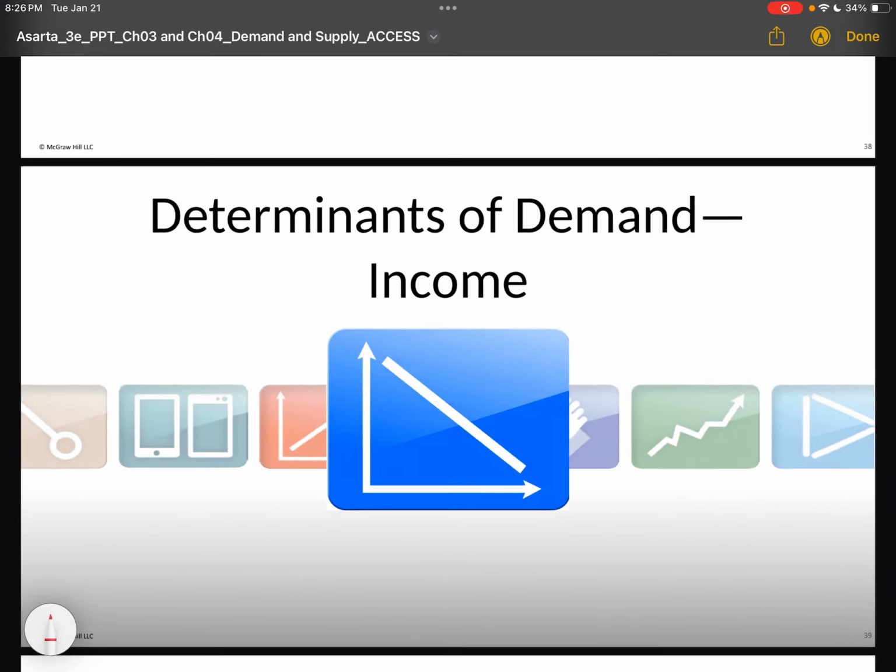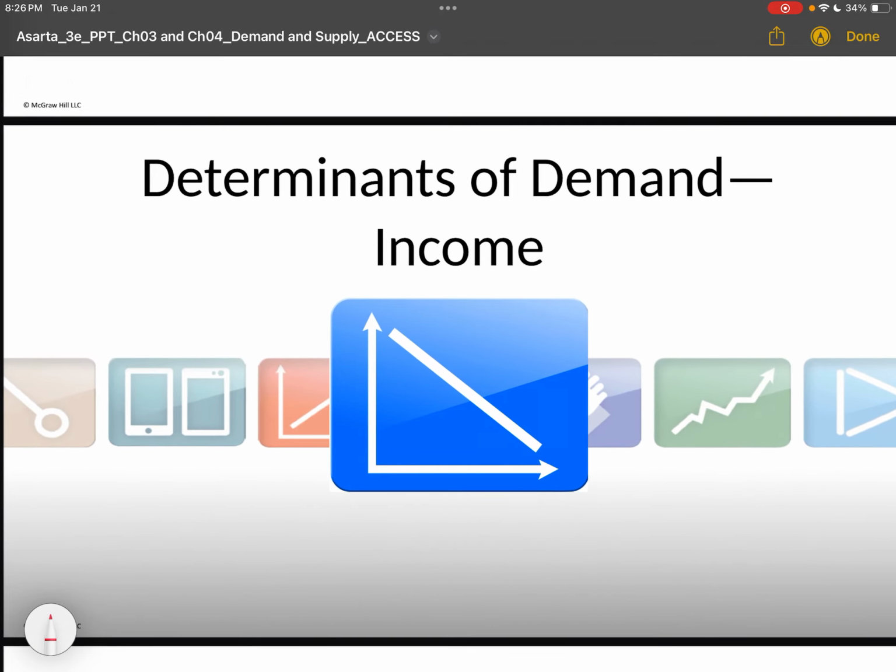We are getting to the final bits of demand, and then I'll do another video for supply. Okay. Determinants of demand. What does that mean? There are certain factors that influence the demand curve. There are certain factors that will cause the demand curve to shift to the left or to shift to the right. Right?